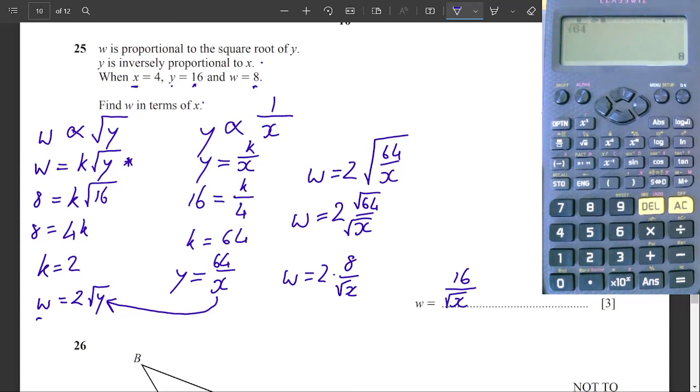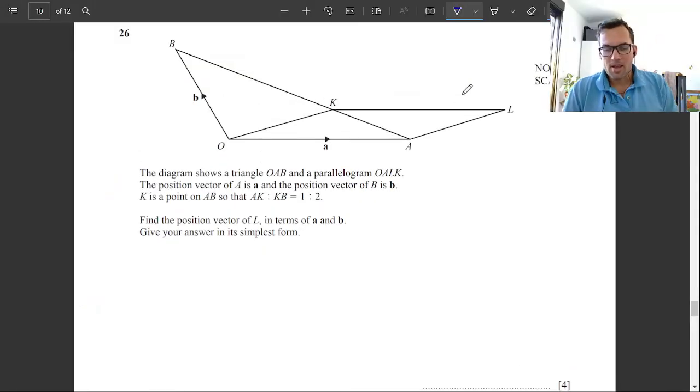Okay, and you've done it. It's all possible through practice. Question 26, vectors. As always, take it slow, pay attention to detail, and we can do it.